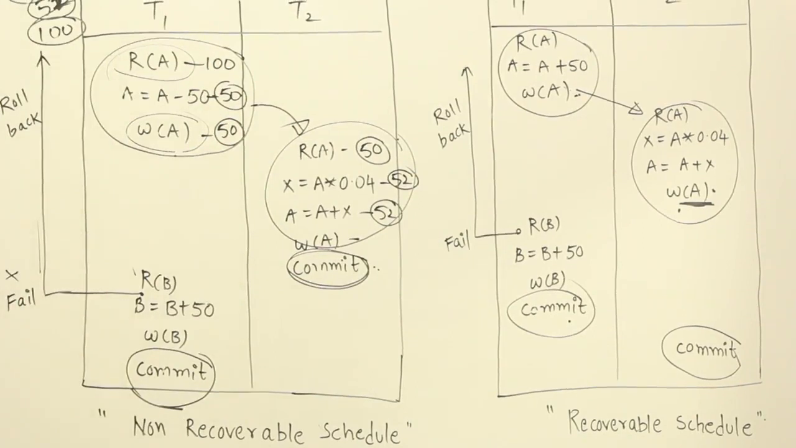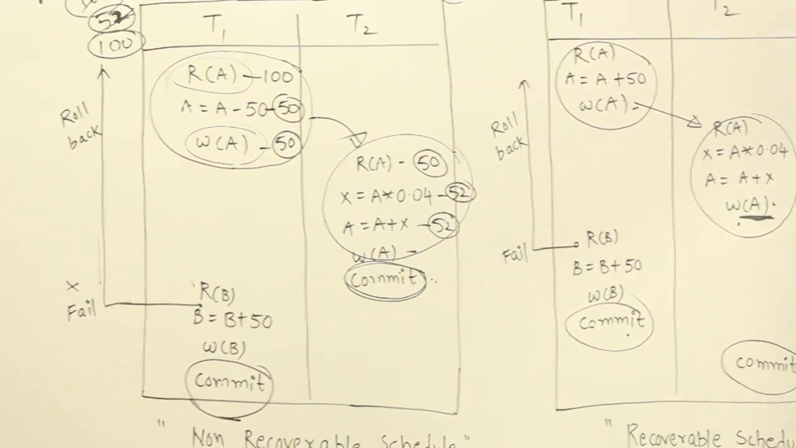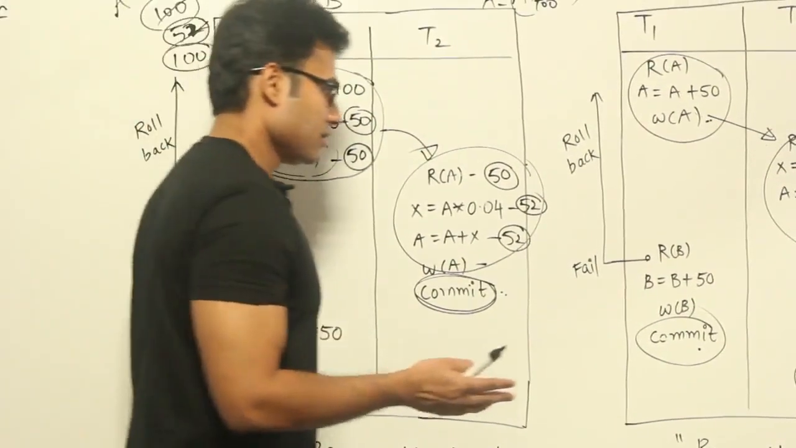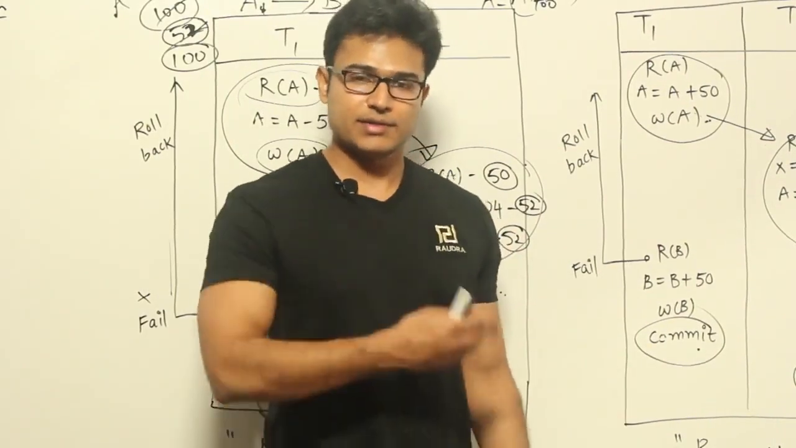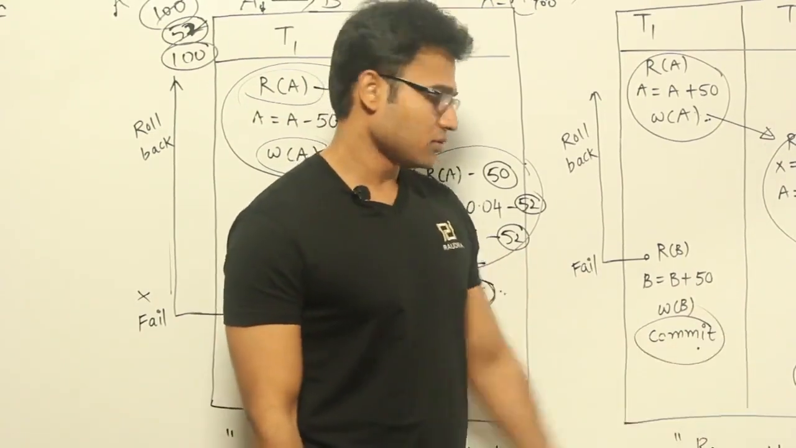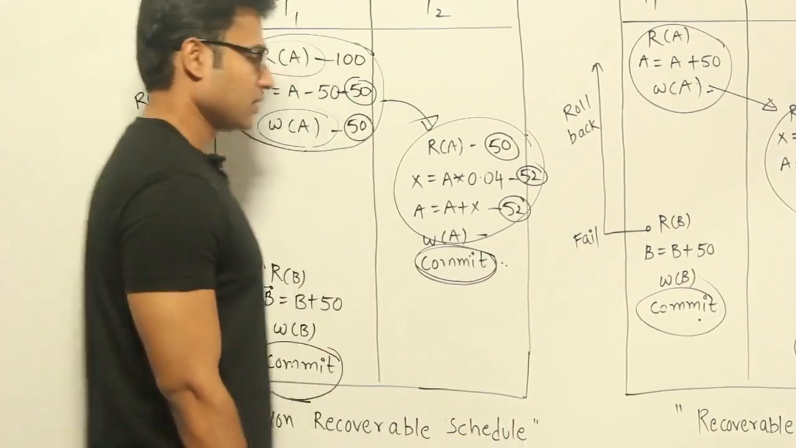Got it? So if a transaction has to be recoverable, then in case of any dirty read, don't commit unless the other transaction has committed. If you can follow that rule, it is going to be recoverable. Otherwise, it is unrecoverable. Okay, fine.